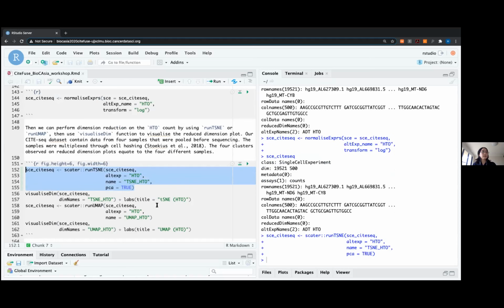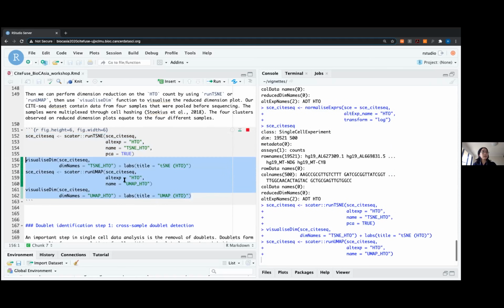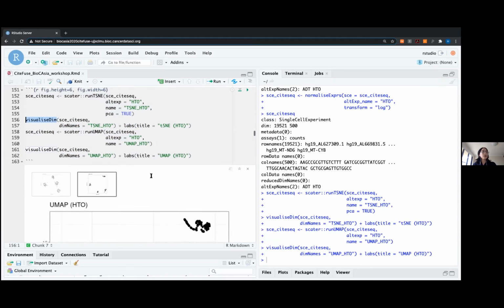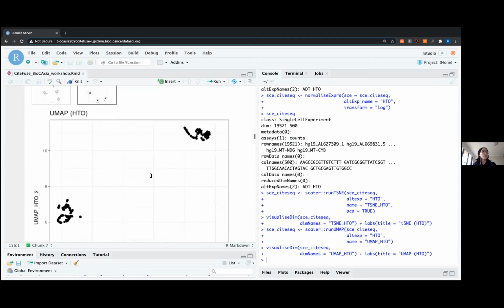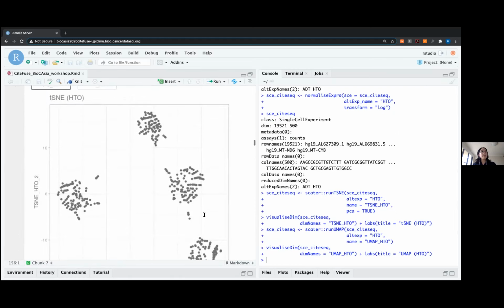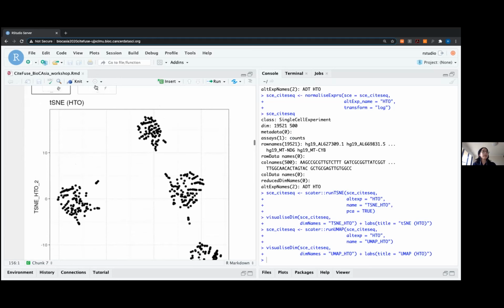And when we visualize this, using the visualizeDim function, which is a very easy function that we developed to visualize the expression data, what we see is that there are 4 distinct clusters. And this is what we would expect, given that there are 4 HTO tags and 4 samples that are multiplexed.